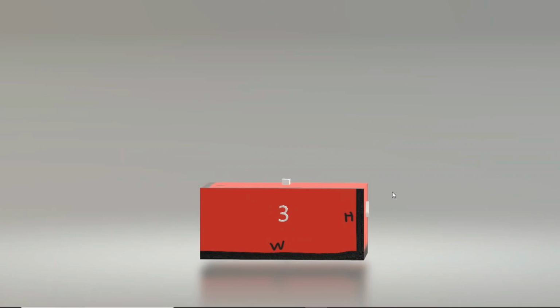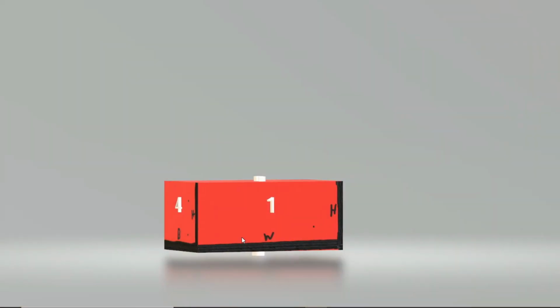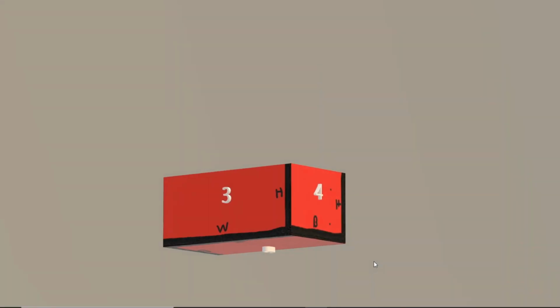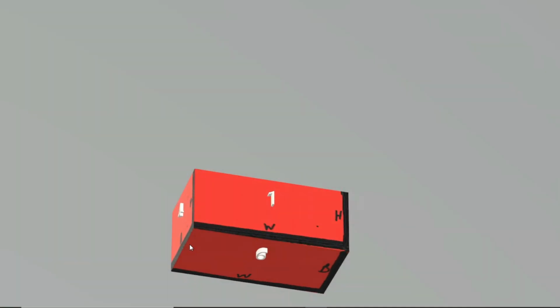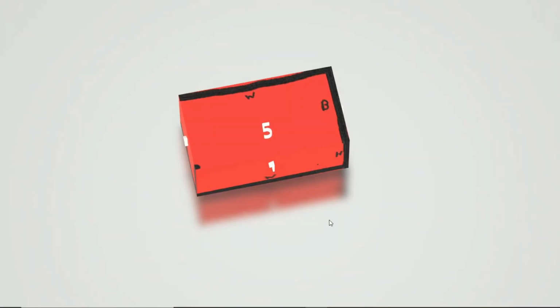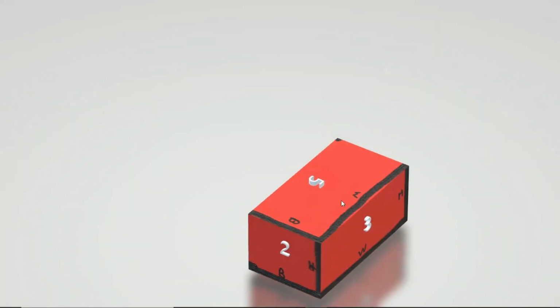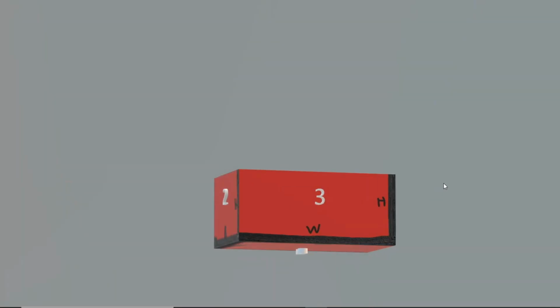Okay. So you can see here this first and third surface are the same. Why? Because both of them are made up of width and height. Right? Then these fifth and sixth surfaces are the same. Why? Because both of them are made up of breadth and width. Then this second and fourth surface are the same because they are made up of breadth and height.